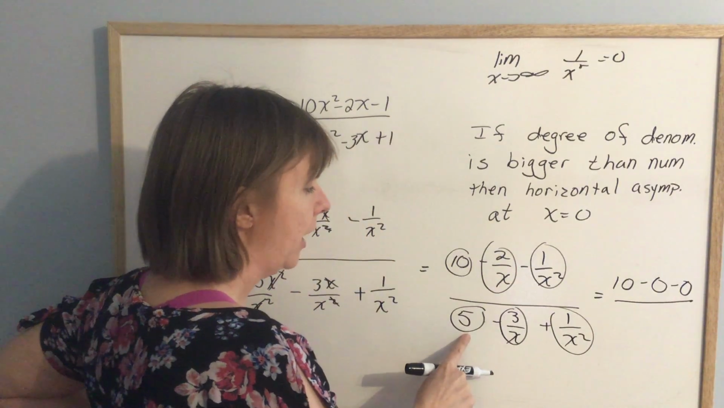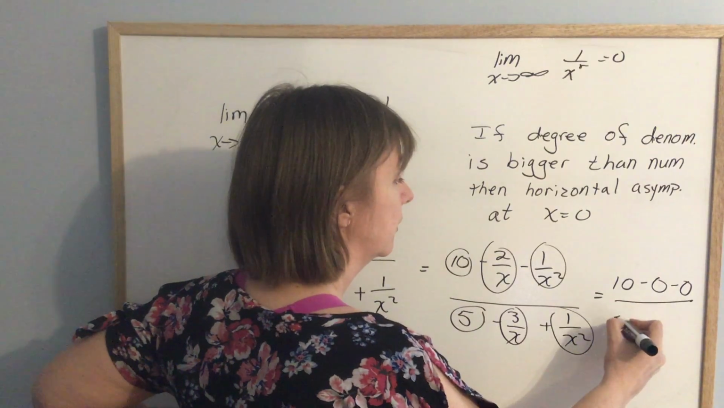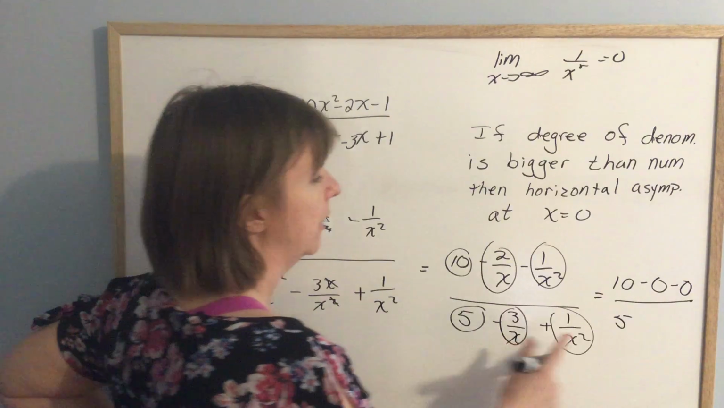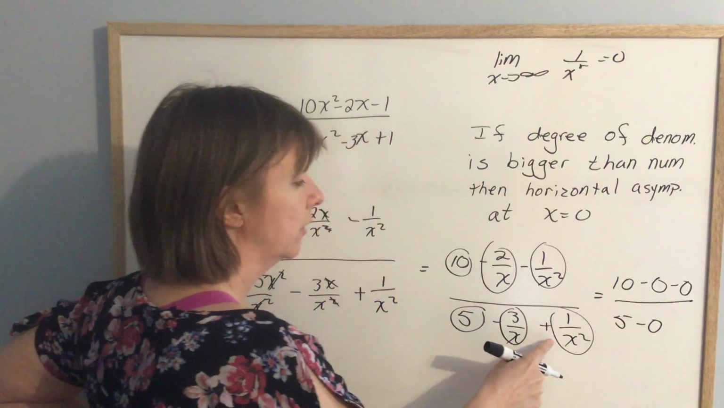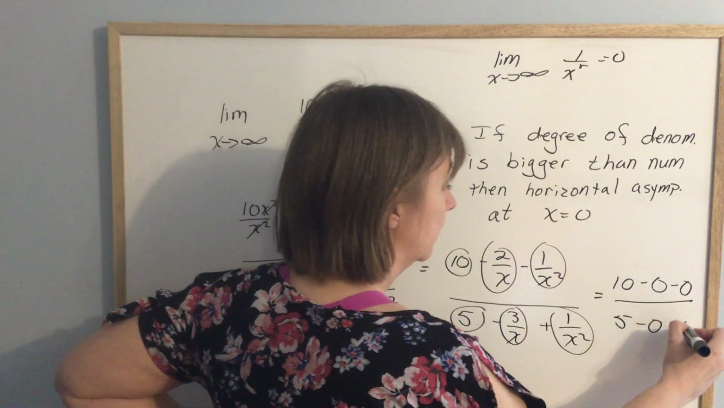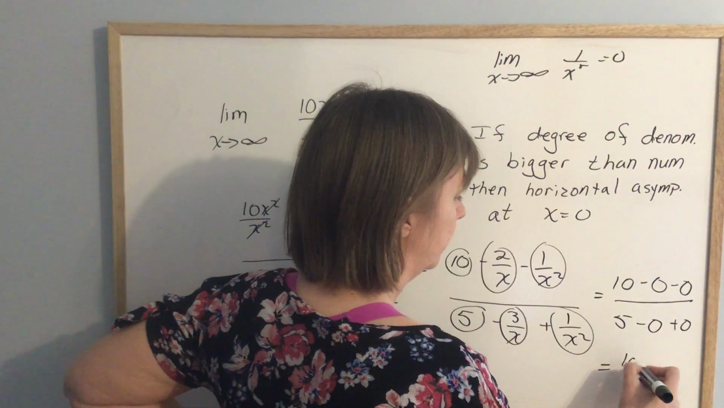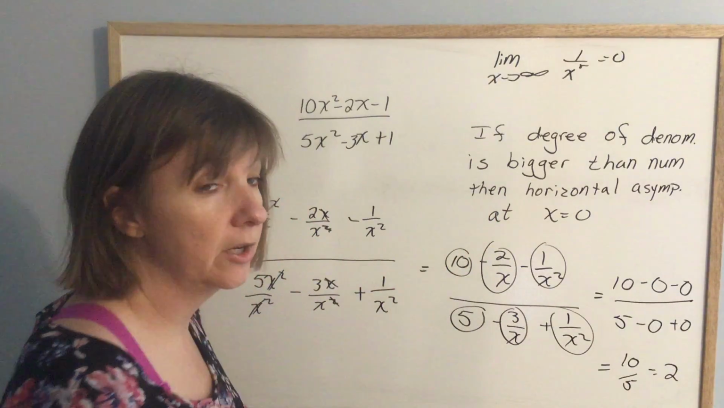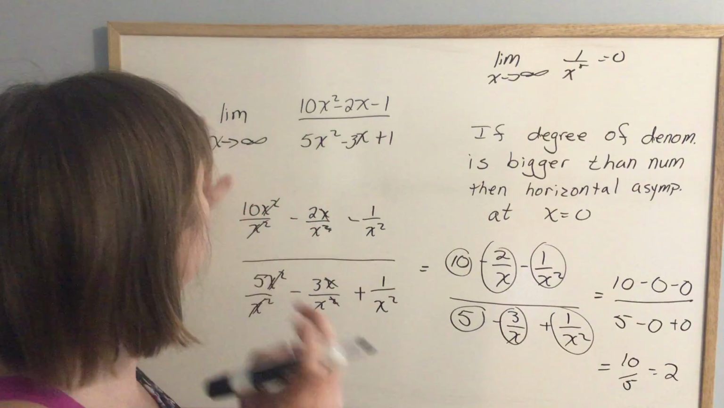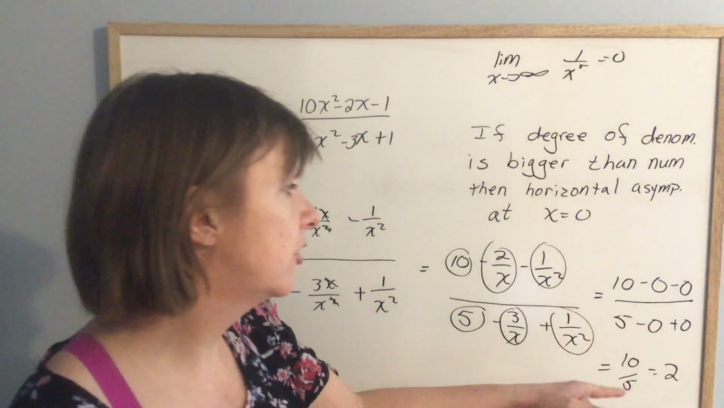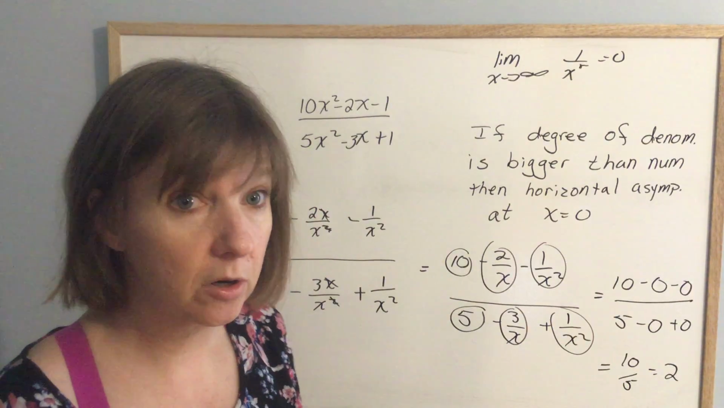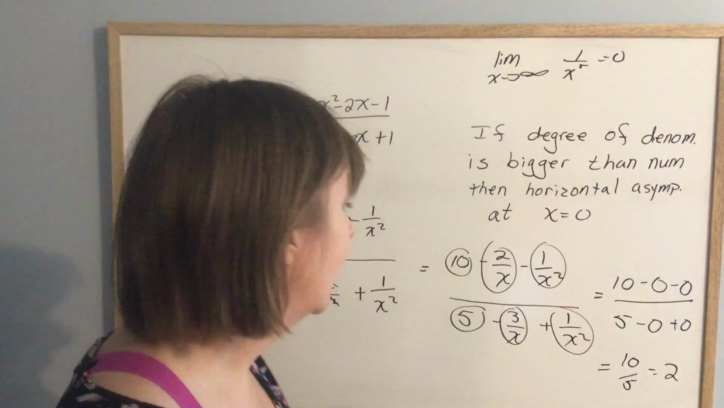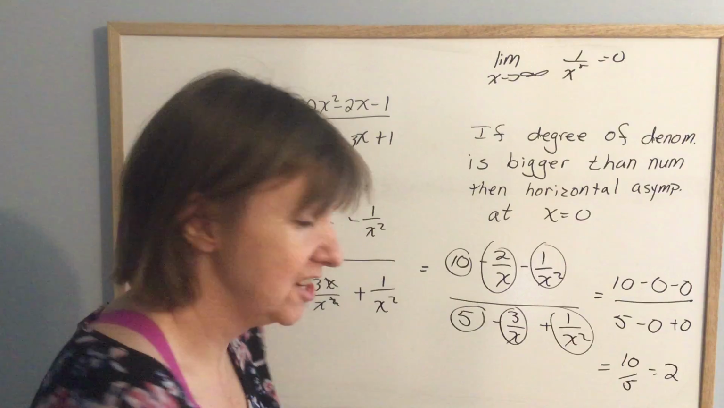Here, it's just 5 because there is no variable. Here, it's 3 over x, so that's automatically 0, and plus 0. So what do I end up with? I end up with 10 over 5, which is 2. So my limit as x approaches infinity is 2. This seems like a lot of work, and it is, and it's confusing. Let me give you the short version.